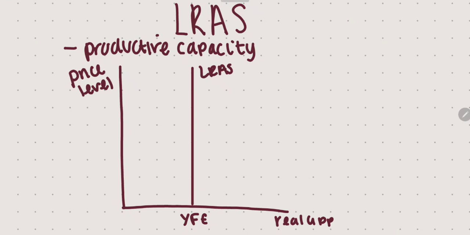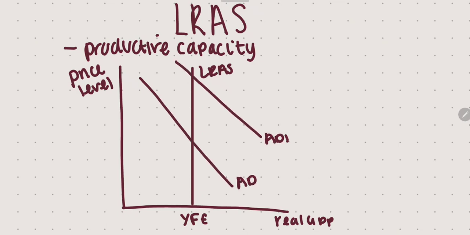Now, this is very strange because it means that regardless of whether our aggregate demand is low or high, in the long run, the economy is still going to be producing at that YFE. There's going to be no positive or negative output gaps in the long run. Although it's important to know that we can still have output gaps in the short run. Okay, but why is this the case?